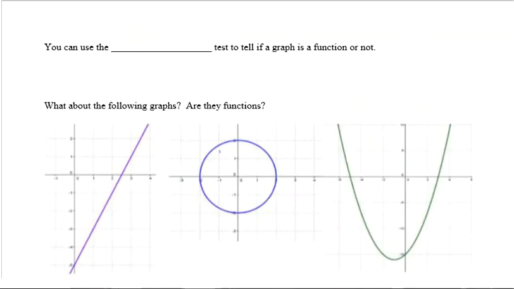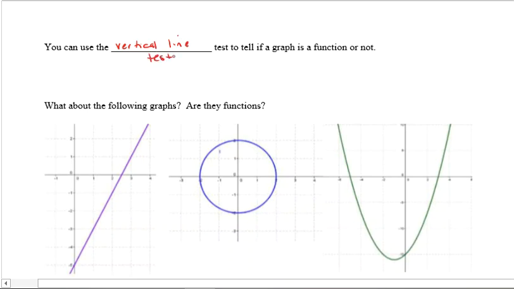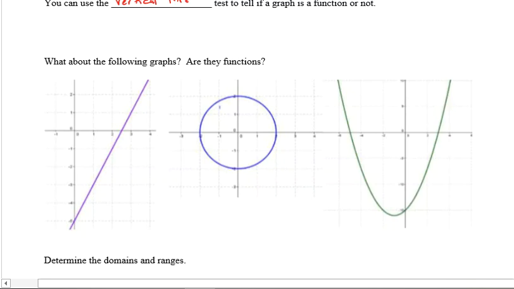All right. So if I'm looking at a graph, we can use the vertical line test to tell if the graph is a function or not. If a vertical line can be drawn at every point and it only intersects the relation once, then it is a function. If you can draw a line in a relation and it crosses the relation more than one time, it's not a function. So this is a function.